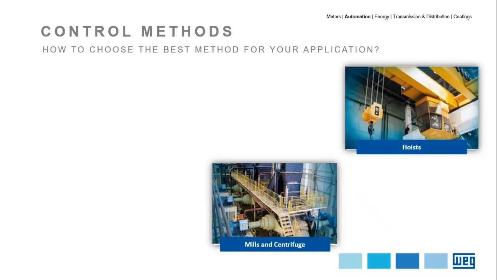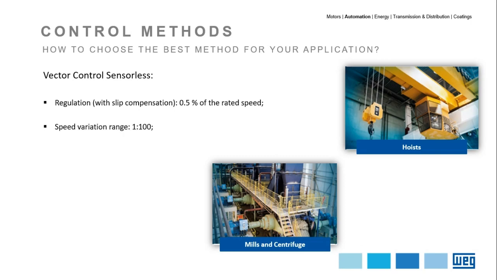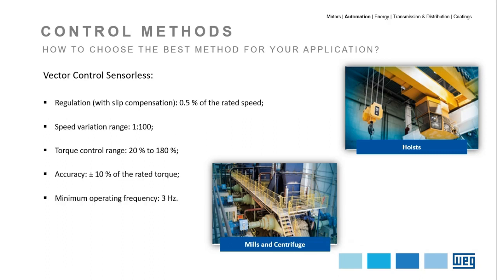And now, when we talk about applications that have a large torque variation and need a high starting torque, as in the case of hoists, mills, and centrifuges, the ideal method is the sensorless vector control. The sensorless vector control has a regulation of 0.5% of the nominal speed, and it has a speed range of 1 to 100. Also, in vector control, you can use the drive in torque control mode instead of speed control mode. It has a torque control range of 20 to 180%, with accuracy of 10% of the nominal torque, and with a minimum operation frequency of 3 Hz.